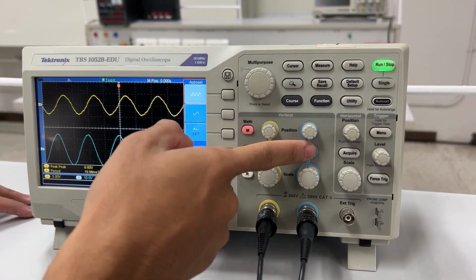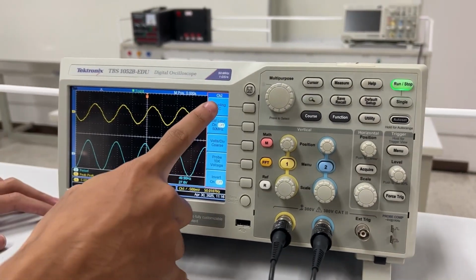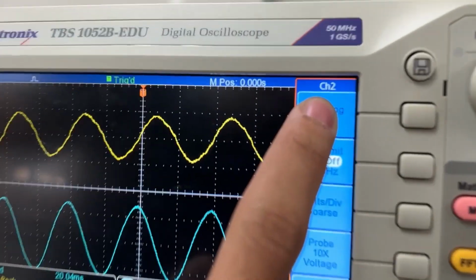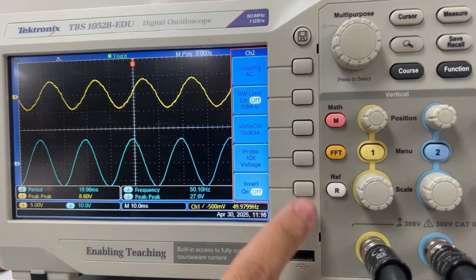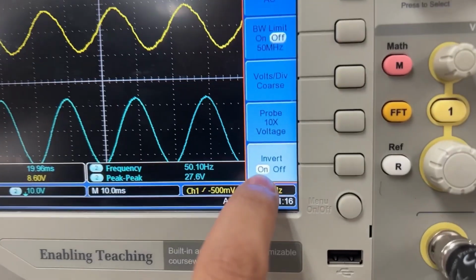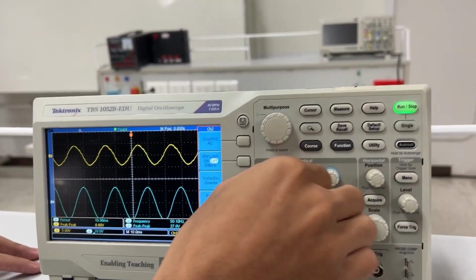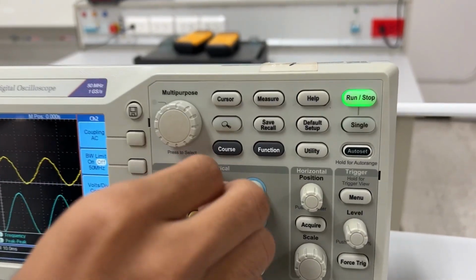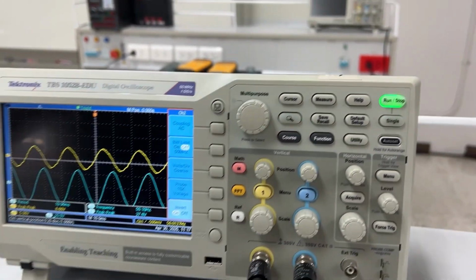Press blue button on the right hand side to adjust the waveform of the channel 2. On the bottom right of the display, it displays invert. Click the right hand side button to activate the invert. This invert function will invert the waveform. After the waveform is in inverse, adjust the vertical position of the two waveforms.